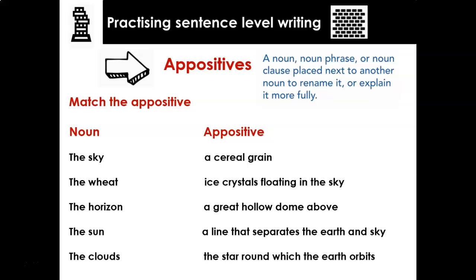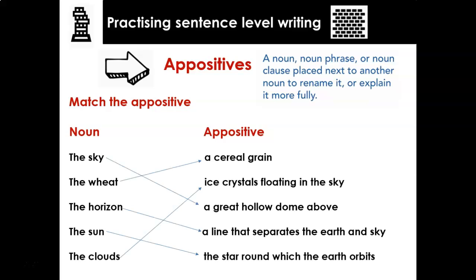A line that separates the earth and sky. The star around which the earth orbits. So your job now is to just write out the noun and the appositive you would match it to. Okay, off you go.